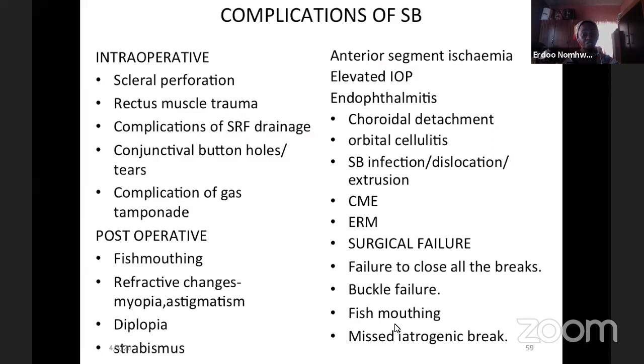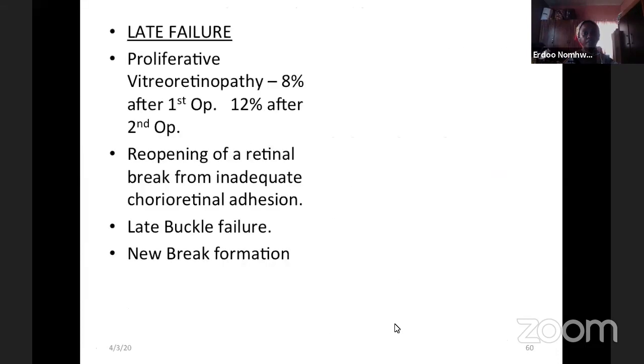Then the complications of scleral buckling: they're intraoperative and postoperative complications, as I've stated on the slide there. And there are also late complications.